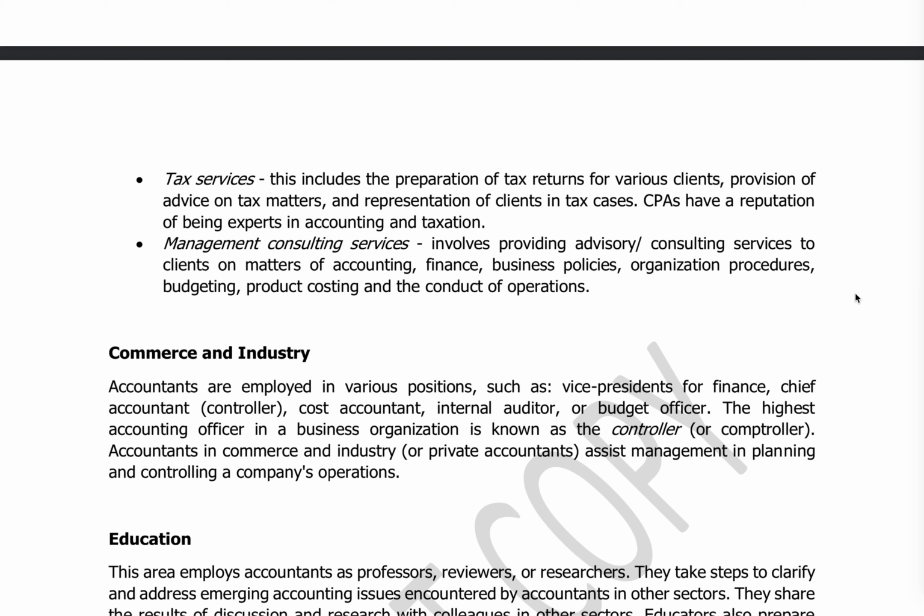So, ito yung sinasabi ko kanina na we provide advisory or consulting services to clients on matters of accounting, finance, business policies, organization procedures, budgeting, product costing, and conduct of operations. So, hindi lang kasi nag-prepare ka, nag-compute ka, ito na yung assets, liabilities, and equity mo. Minsan kasi, ina-explain natin yan sa iba. Ina-advise natin sila na dahil ganito na ang level ng assets mo, then you must use these assets, excess assets, or idle assets in order to gain more income. Or, you have already a high level of liabilities, then we advise that you should pay your liabilities, o di kaya you have a very big amount of expenses, you must cut your expenses, ganon. So, we provide advisory consulting services to clients. So, this is public practice.